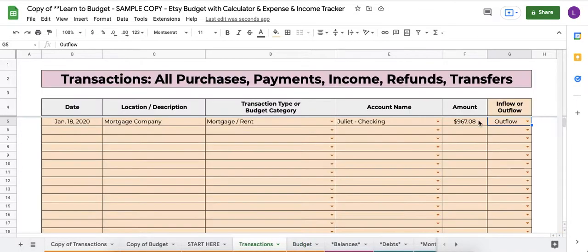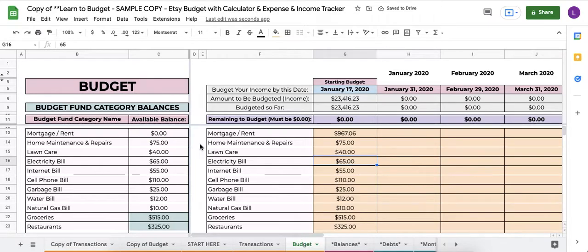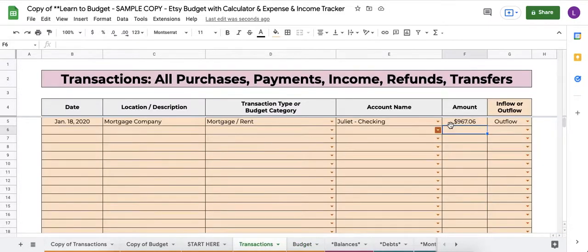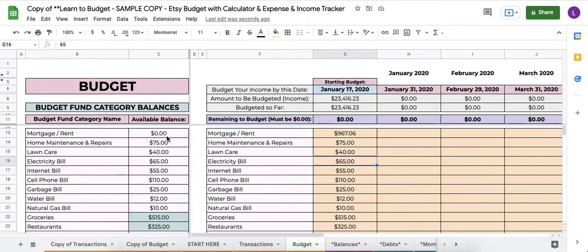So I'm just going to go ahead and change this to the correct number, which would be 06, because that's what I actually spent. And then you'll see, oh, magic. That now means I have $0 left to spend on mortgage because I've allocated $967.06. I've spent $967.06 on mortgage, so that means I have $0 left to spend on mortgage. Make sense?